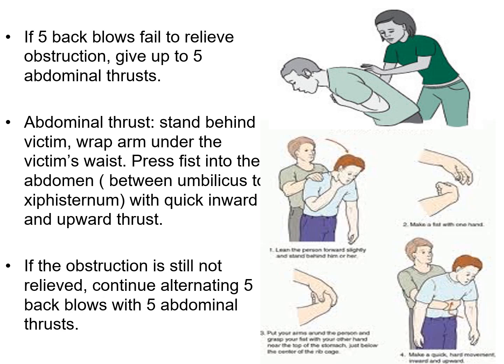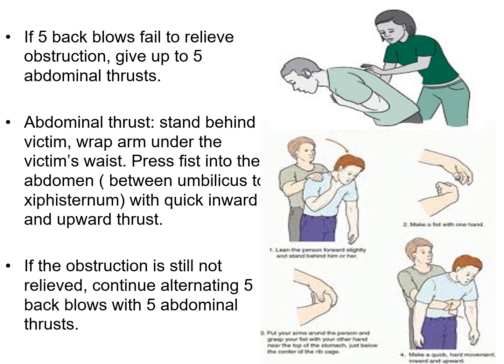When we have determined that the choking adult is in a severe airway obstruction scenario and the adult is still conscious, we proceed to give him 5 back blows followed by 5 abdominal thrusts. If 5 back blows fail to relieve the obstruction, we proceed to give 5 abdominal thrusts.